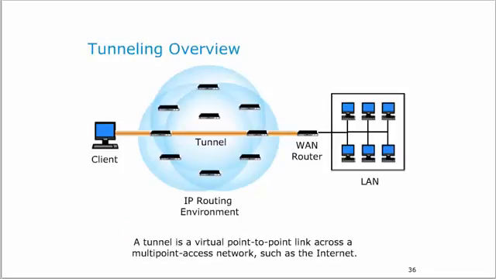A tunnel is a virtual point-to-point link across a multi-point access network, such as the Internet. In a sense, a tunnel emulates a WAN link. Most data link layer protocols that are used in WAN connections encapsulate other protocols and set up a point-to-point link.